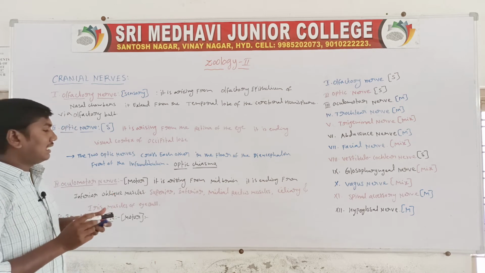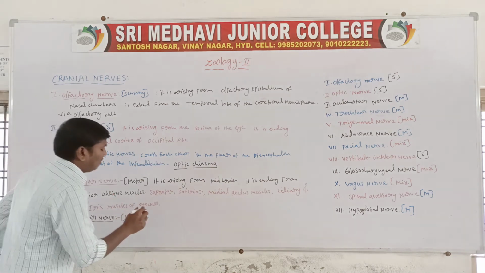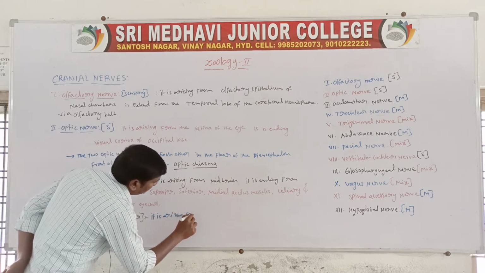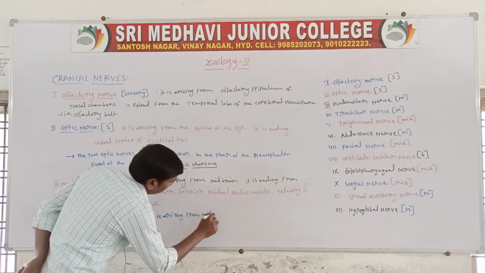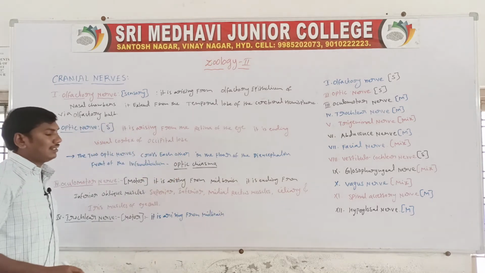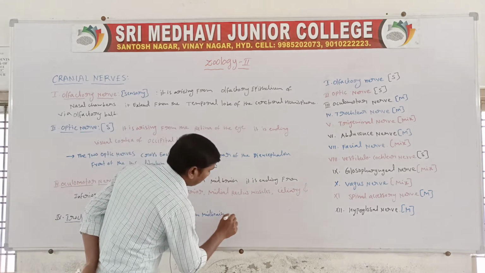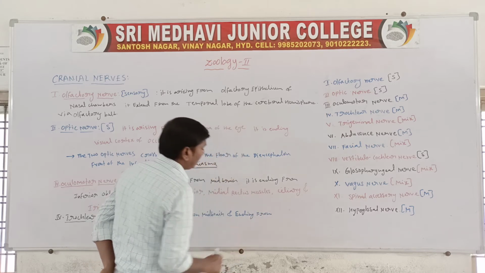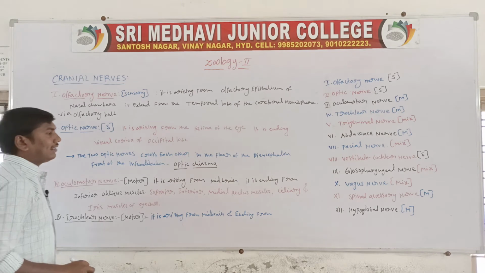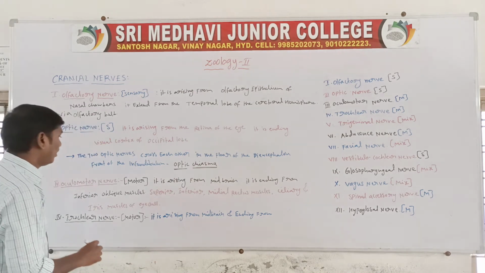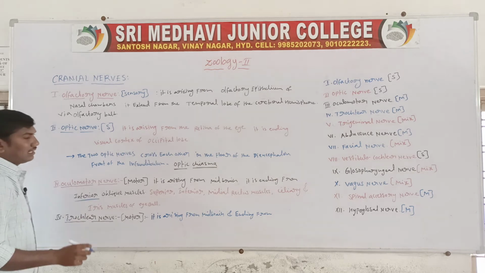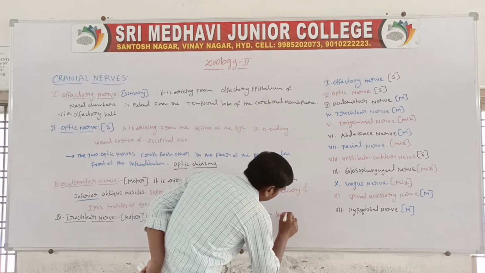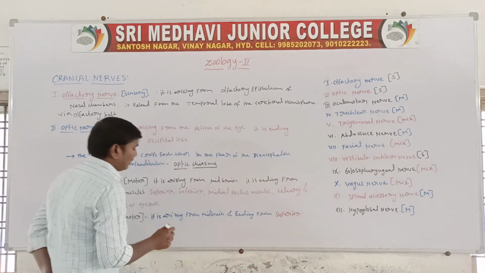This nerve starts from the midbrain. It is arising from the midbrain and ends at the superior oblique muscle.